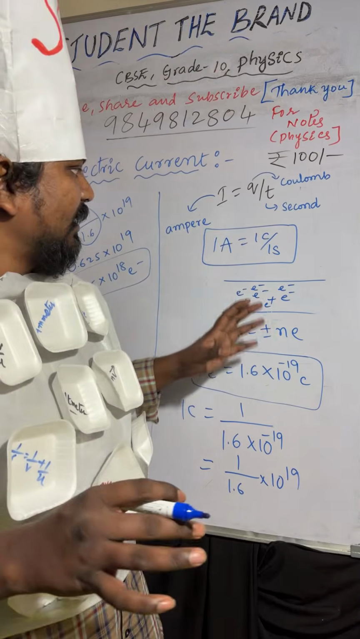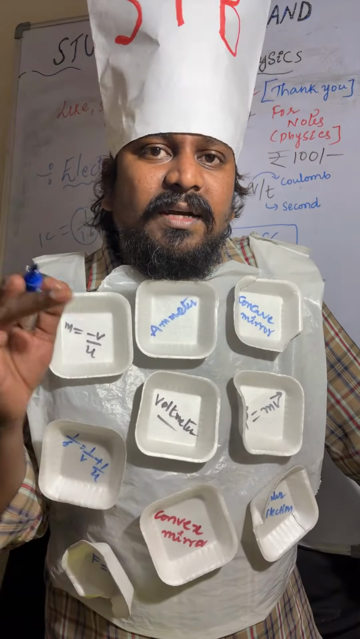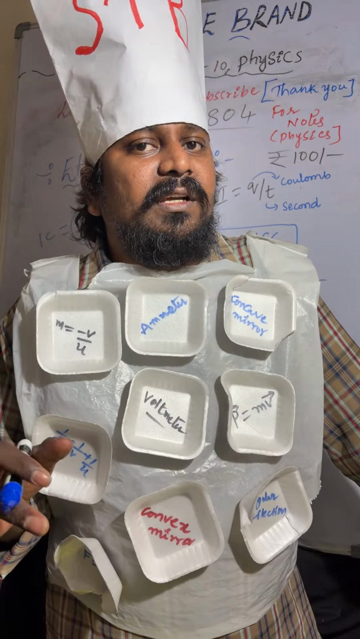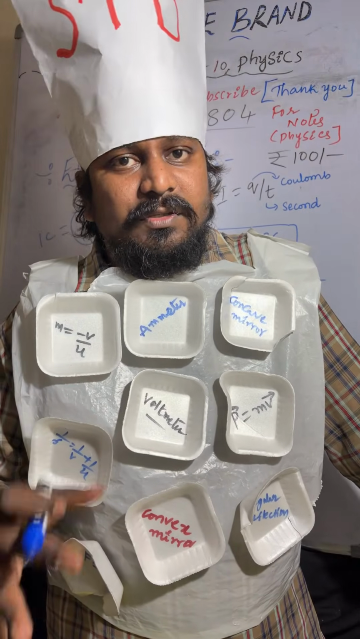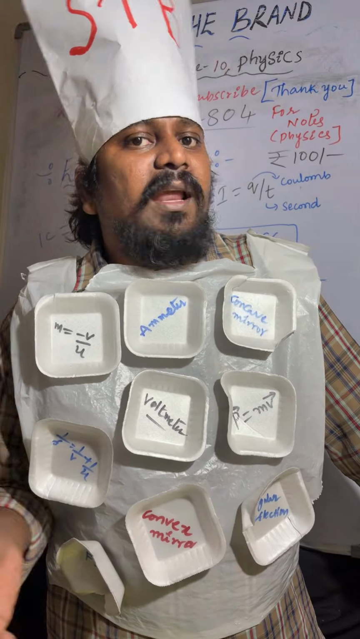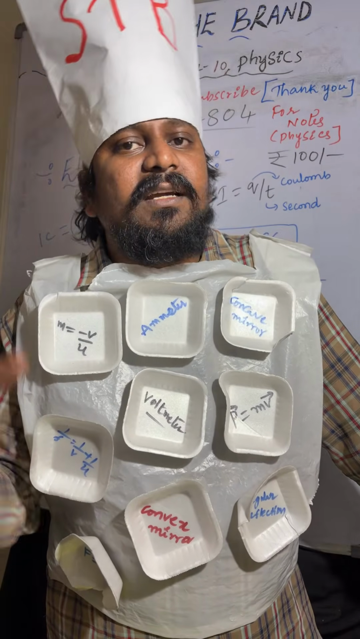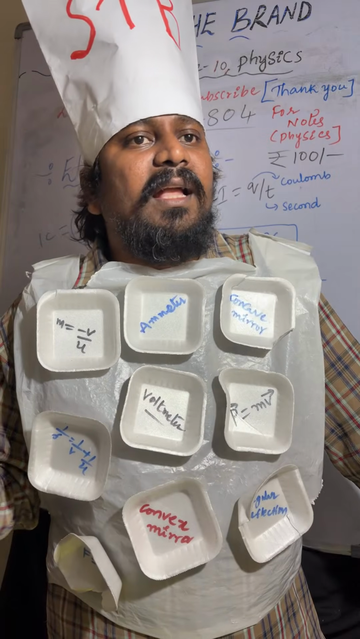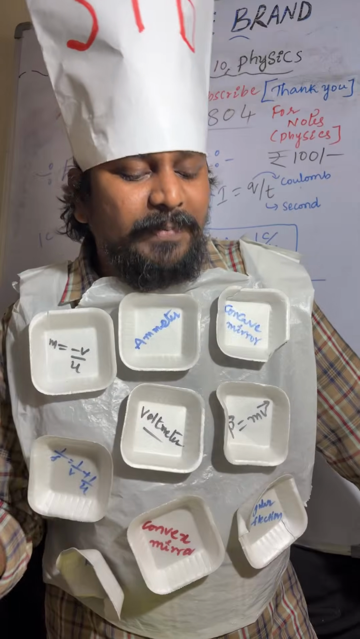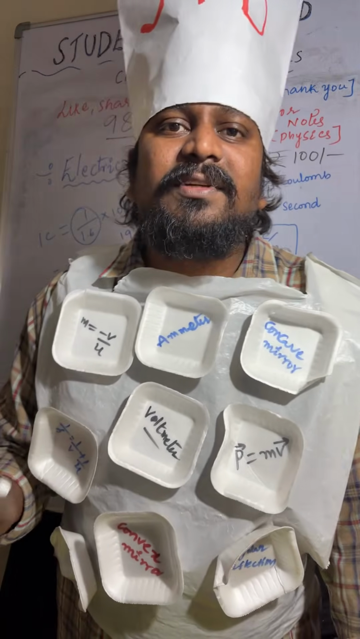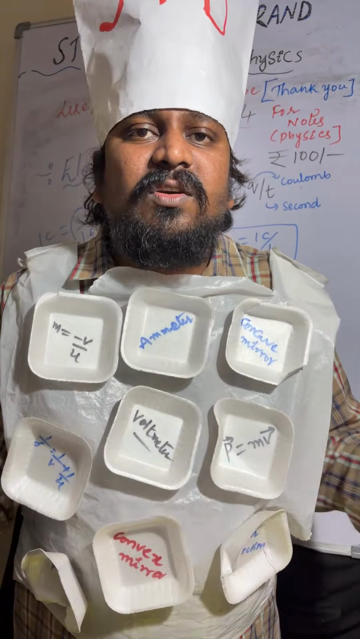Very, very important. So first one, electric current. Electric current is nothing but the rate of flow of charge, or the net charge flowing through unit cross section area per second. Simply we can say rate of flow of charge. Rate means with respect to time. That's why the rate of flow of charge is called electric current.